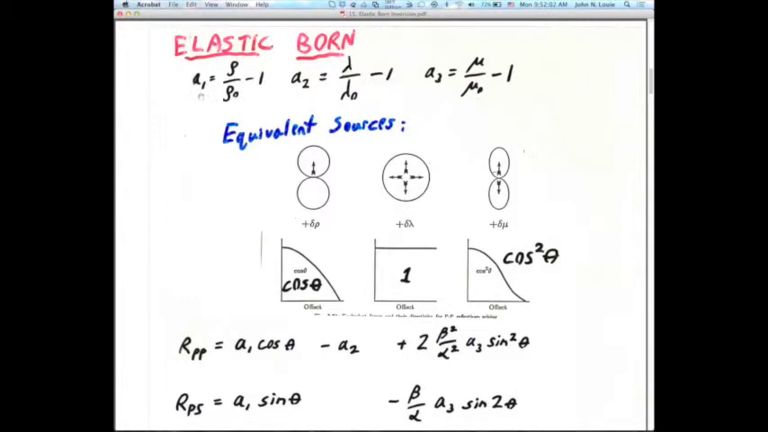So now we're going to say, all right, A1 is our true density over our background density minus 1. This again is delta rho over rho in the elastic case. A2 has to do with this Lamé elastic parameter lambda. You won't see much in the literature about lambda. It's not K. It's not Young's modulus. It's a different modulus, and it's called lambda. So this is delta lambda over lambda. That's A2. A3 is easier to understand. That's delta mu over mu.